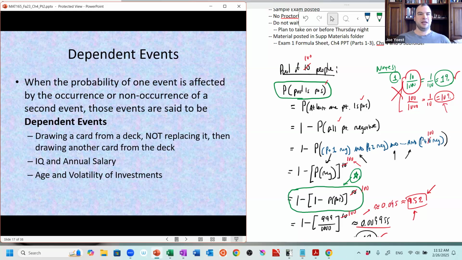Now, does that mean that every older person has a low volatility portfolio or every young person has an aggressive portfolio? Well, no, of course not. But there's certainly a dependence here. The probability somebody has a high volatility portfolio if they're over the age of 60 is probably much lower than if they're, say, in their 20s or 30s.